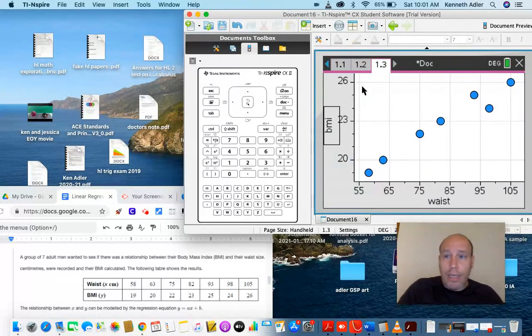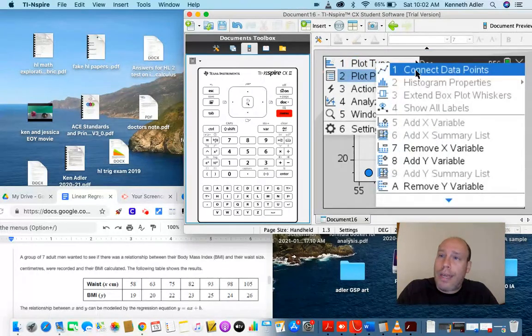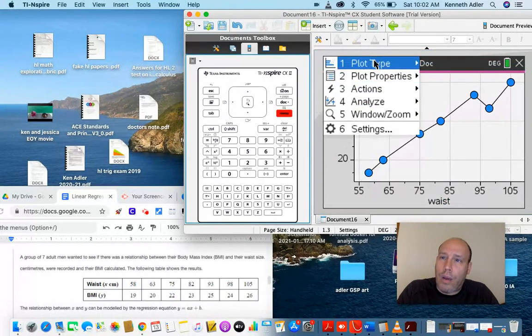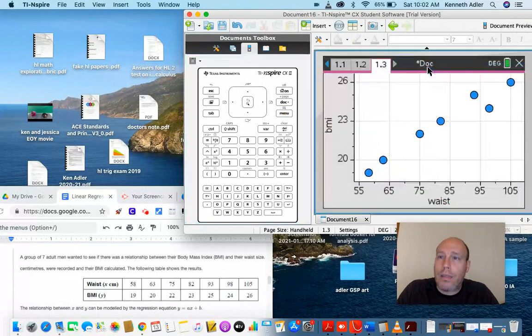The question is, is there a line of estimate? In general, we could just draw a line through all of them. We could do that. Menu, plot properties, connect data points. That's not really a line we're looking for. So let's undo that. Hide connecting lines. Yeah, I don't want that.